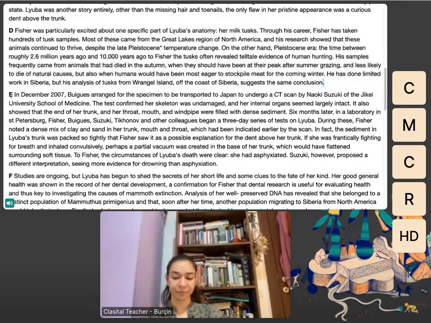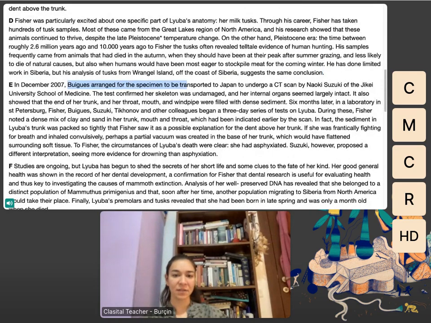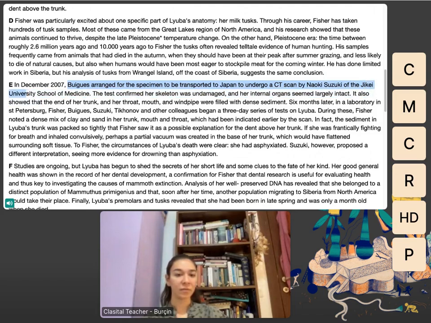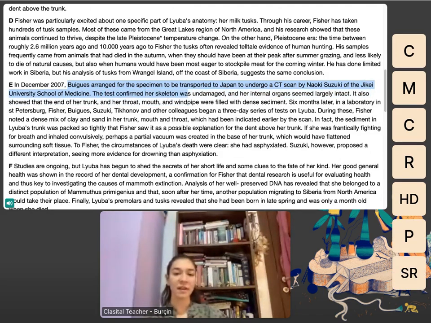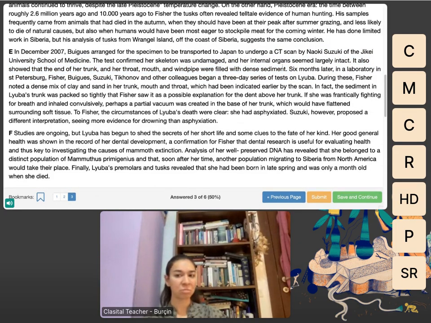I have finished that part. Bugias arranged for the specimen to be transported to Japan to undergo a CT scan. Naoki Suzuki, blah blah medicine. The test confirmed that her skeleton was undamaged, seemed largely intact. Also, her trunk and her throat and mouth were filled with dense sediments.